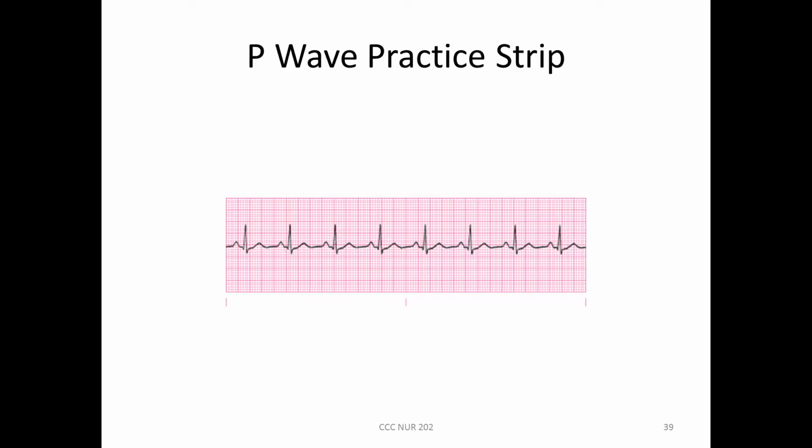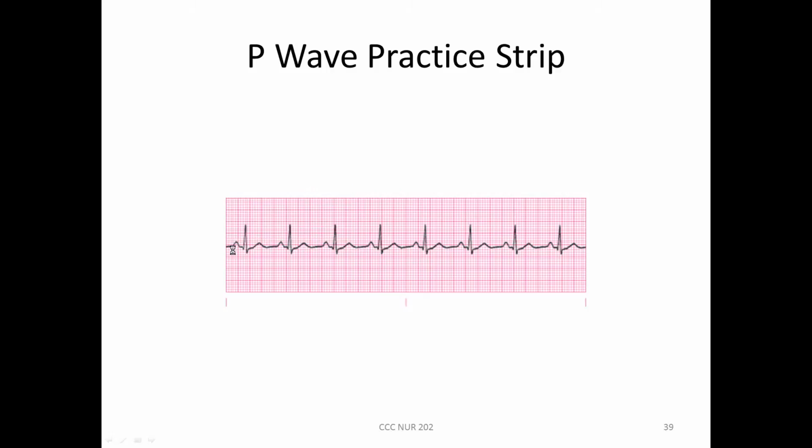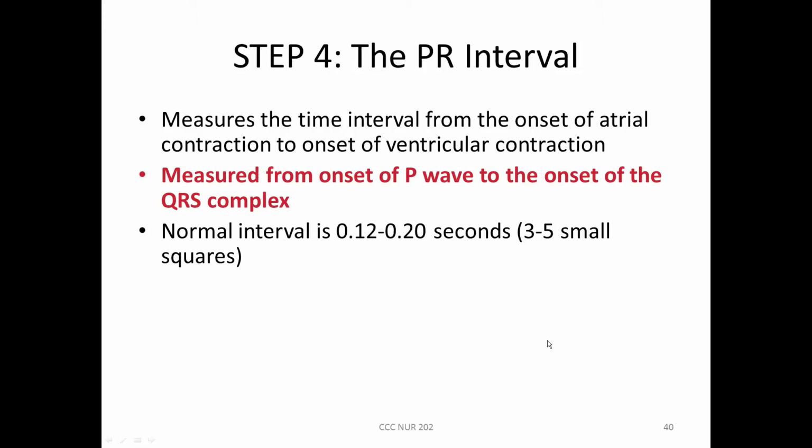So, is there a P wave, are P waves present? Yes, they are. There's P waves present. Are the P waves upright? Yes, they are. Is there a P wave for each QRS complex? So for each QRS complex, there's one there, one there, one there, one there, one there, one there, one there, and one there. So, yes, there is.